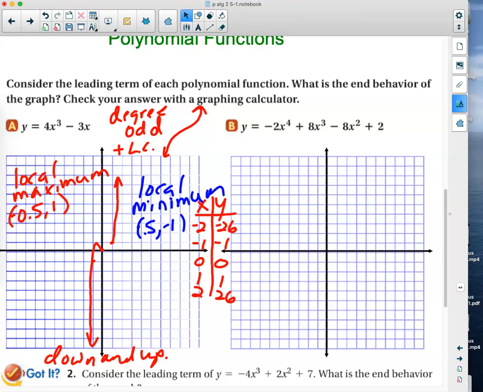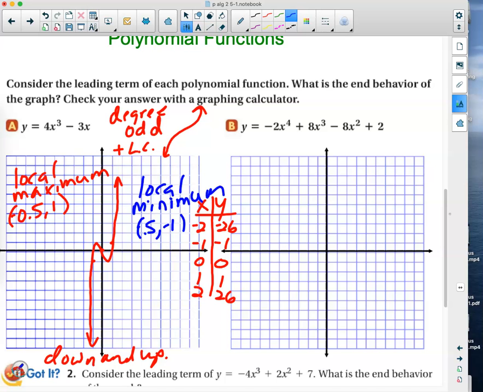I'm going to try and stick with the red here. So that gets me a really accurate graph. And again, if they just wanted the end behavior, I had that before I even started because I knew it was an odd degree with a positive leading coefficient. So the graph part, that's just extra nice. We get all that good stuff on there. Well, let's go to B.